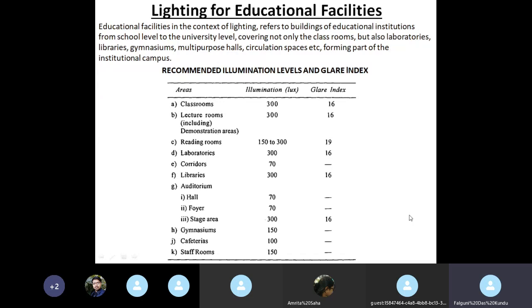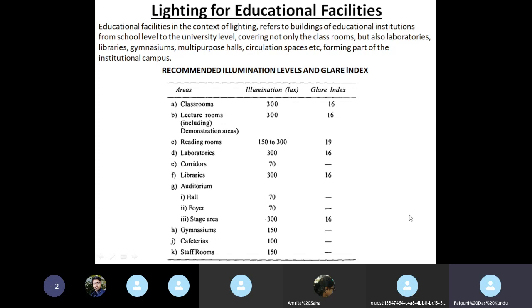Now you have a question: what do you mean by the glare index? Glare index is a value for predicting the presence of glare as a result of daylight entering the area. So it is a predicting value of the presence of glare.